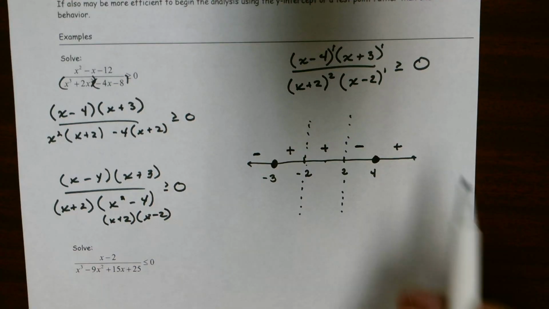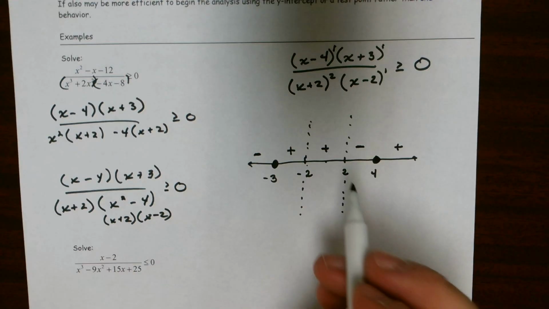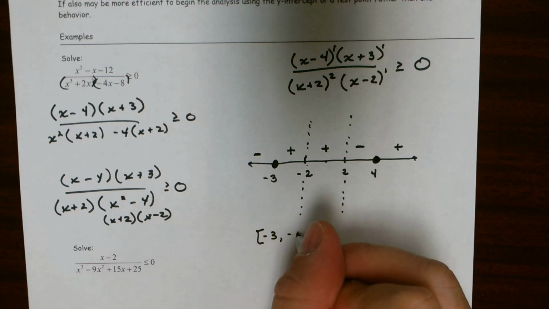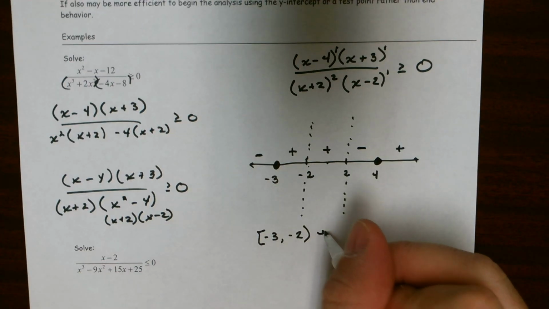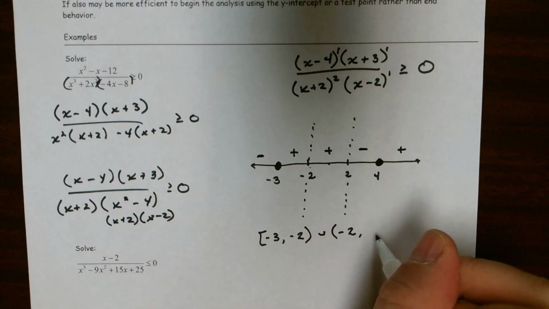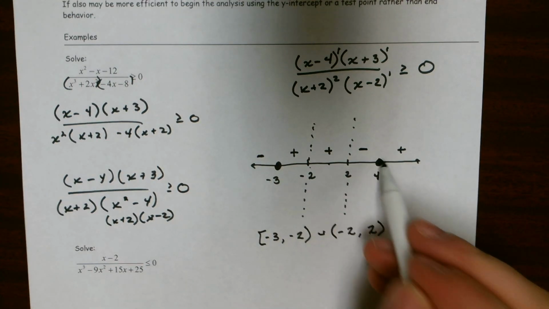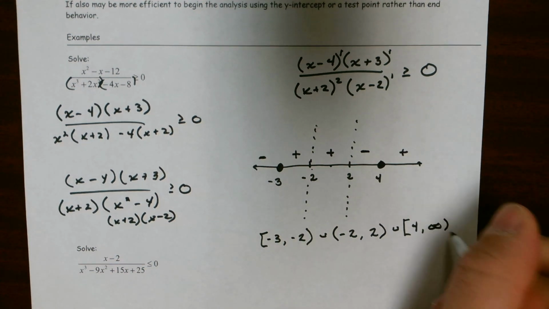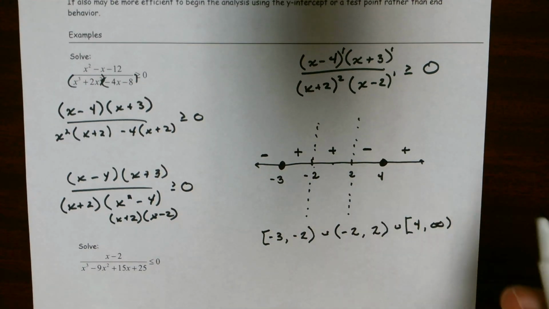Okay, we're being asked where is it greater than or equal to 0. So where are our plus signs at? So from negative 3 to negative 2. We don't include negative 2 because that's a vertical asymptote. It's also positive between negative 2 and 2, those two vertical asymptotes. And then here from 4 to infinity. Okay, so you can use multiplicities and everything to kind of see where this thing's sign changes.